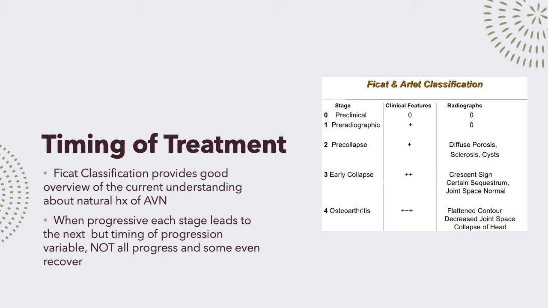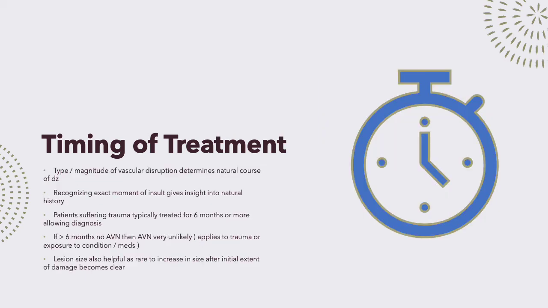With regards to timing of treatment, the FECAT classification really does provide a good overview of the current understanding about the natural history of AVN, wherein each progressive stage leads to the next, but timing of progression is variable, and not all will progress through all of these stages, and some may even recover or backtrack. The type and magnitude of vascular disruption determines the natural course of the disease, and therefore recognizing the exact moment of insult gives insight into the natural history, but can be very difficult.